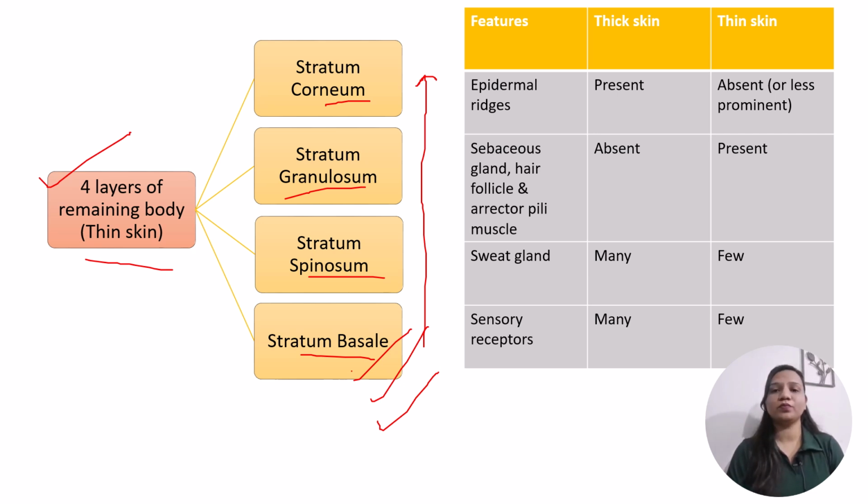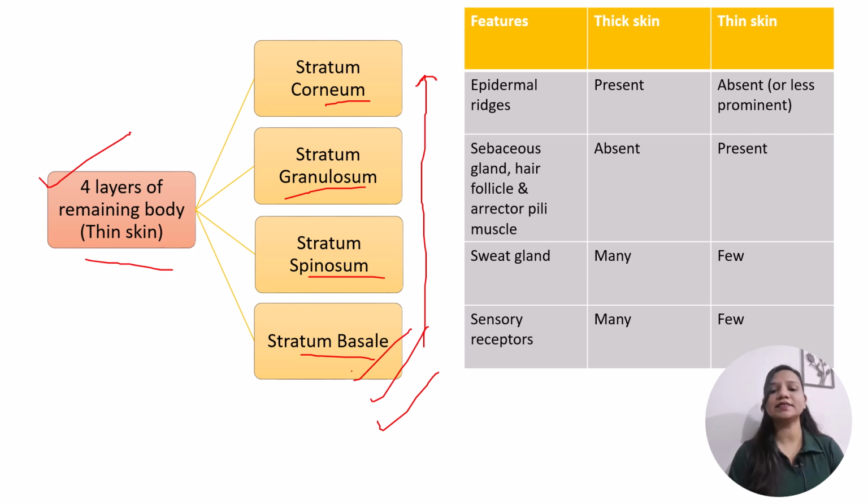So why is the stratum lucidum present only in thick skin and not in thin skin? We know that thick skin is exposed to more friction and mechanical stress due to functional requirements like walking by soles and grasping by hands. So here the stratum lucidum provides extra protection to this area. That's why it is needed in that portion because of the functional requirements.